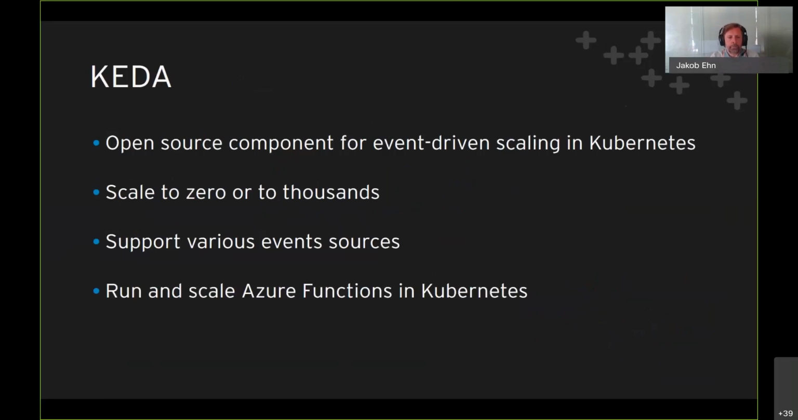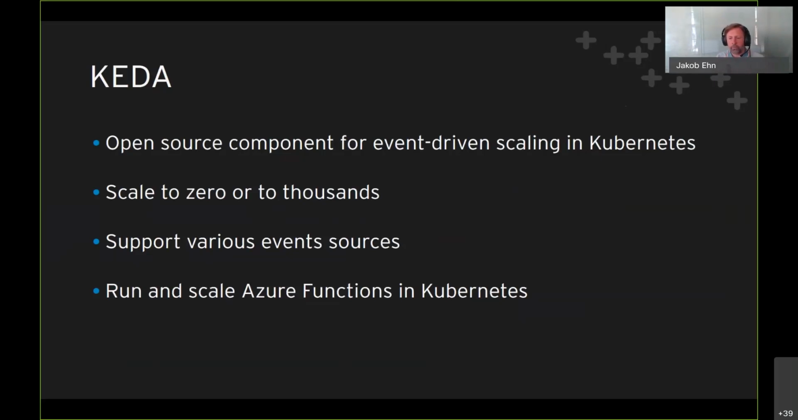So KEDA is an open source component for event-driven scaling in Kubernetes, and it allows you to scale from 0 up to thousands, or however many instances of your applications your cluster allows you to run. And the 0 part here is actually a bit interesting because, as I will mention later on also, Kubernetes has auto-scaling built in, but it can't scale from 0. You need to have at least one instance running before it can scale it, while KEDA actually allows you to scale from no instances, which is very interesting in various cases. But also, KEDA doesn't replace the Kubernetes auto-scaling, it actually uses it.